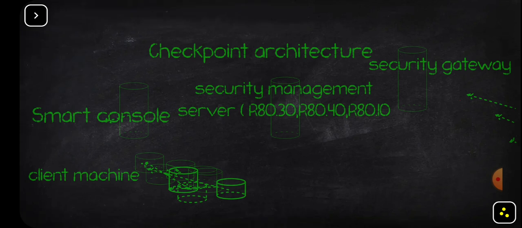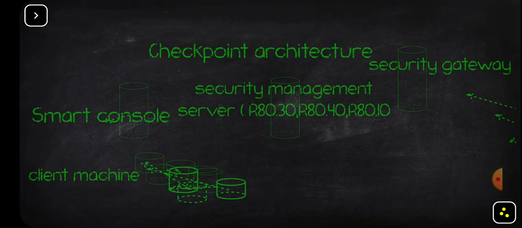Okay, so in the checkpoint architecture, we can say that we have a smart console, security management server, and security gateway in place. In most of the data centers, the security management server and security gateway will be deployed on different machines. Somewhere it will be used as a virtual machine as well. Security management server can be hosted on a virtual machine, and security gateway can be hosted on any physical device. So it depends on the network actually.